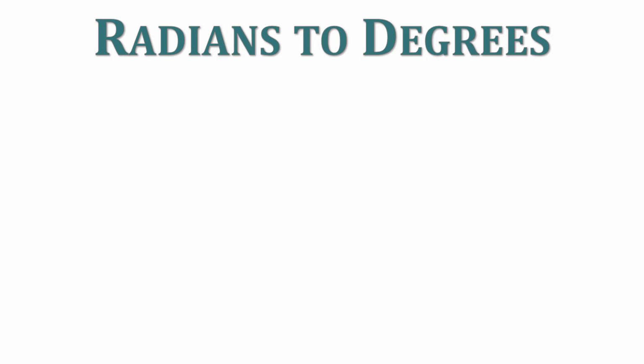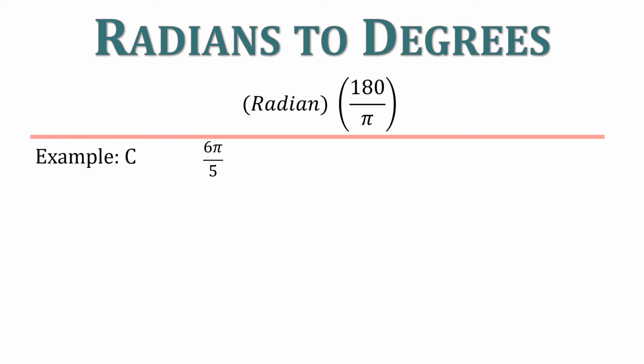We have a formula for that as well. We're going to take the radian measure and multiply it times 180 over pi. Last time we used pi over 180. This time we use 180 over pi. So let's look at an example. We're going to convert 6 pi over 5 radians to degrees.